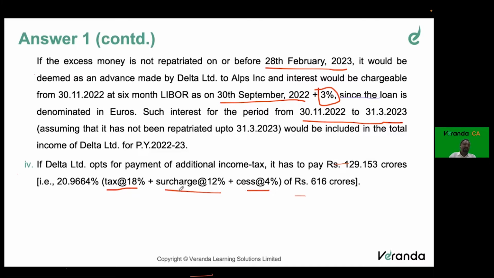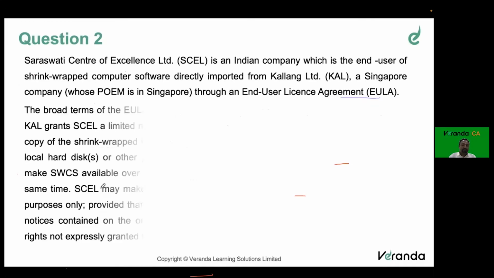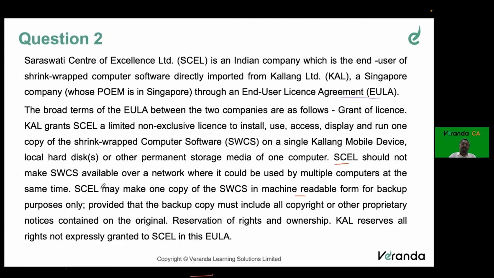So that will actually make it 20.9664%. It's a flat rate, so there is no question about changes to this rate depending upon your income, surcharge changes, all that is not there. How is this computed? 18% tax, 12% surcharge, 4% cess. All this put together on 616 crores can be paid by Delta Limited, and then there is no more adjustment required. The second question is on a case law.